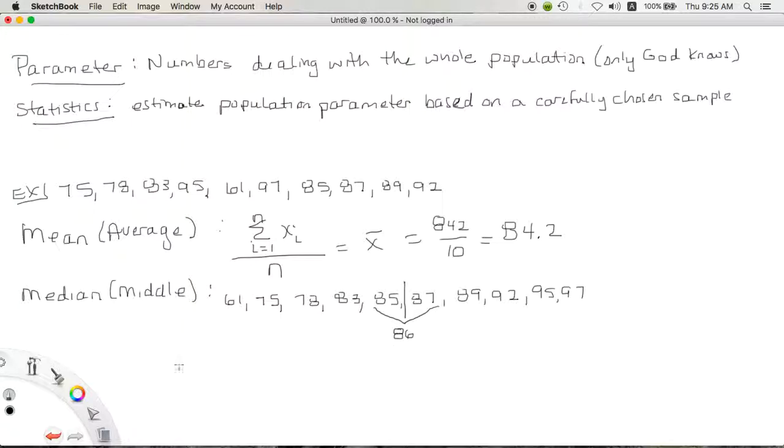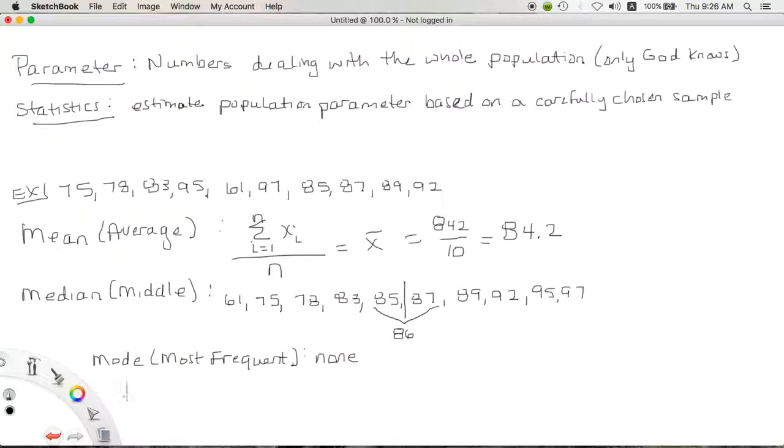and that means the median of this list of data is 86. Now the mode is the most frequent, and we don't have one of those. If there's not one, you just write that there is none. If you had a list and say we also had another score in there that was a 92, then 92 would be the most frequent because it would occur twice.